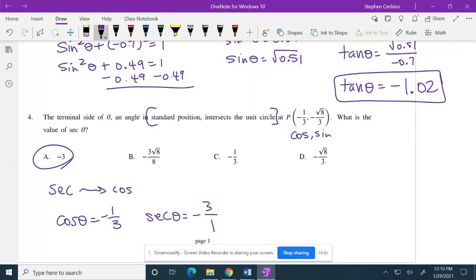Just to quickly go over the other reciprocals, cosecant is the reciprocal of sine, and cotangent is the reciprocal of tan. You should know all 3 of those for your test for unit 4.